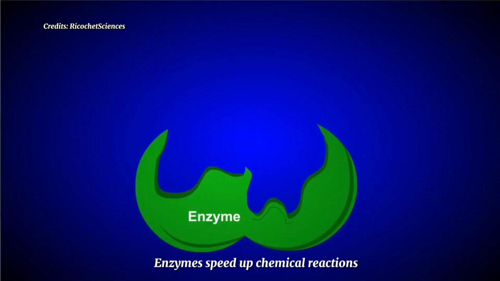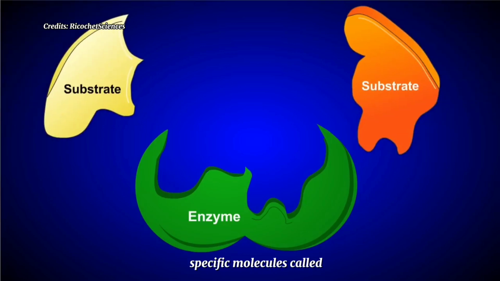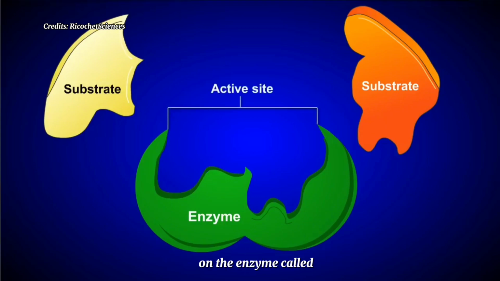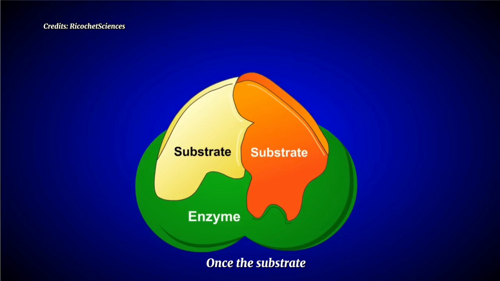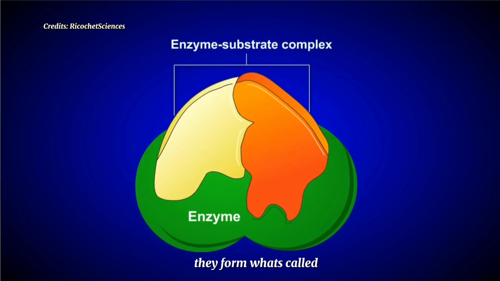Enzymes speed up chemical reactions. They work by binding to one or more specific molecules called reactants or substrates. Binding occurs at a special region on the enzyme called the active site. Once the substrates bind to the active site, they form what's called an enzyme-substrate complex.